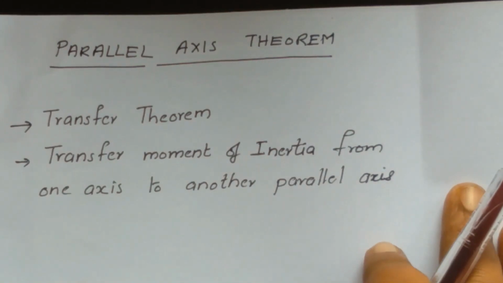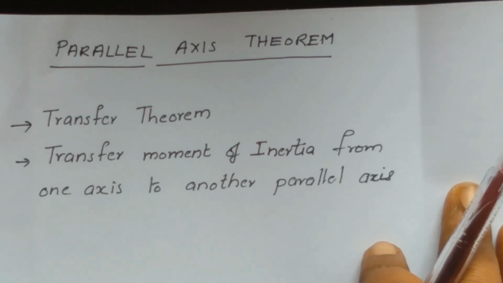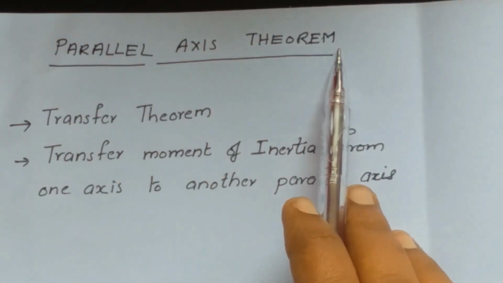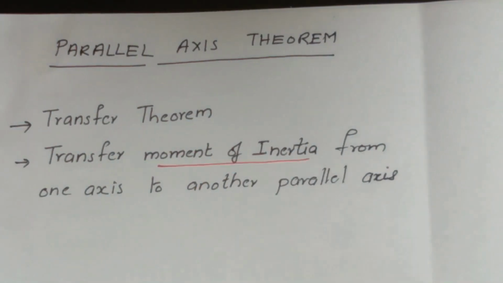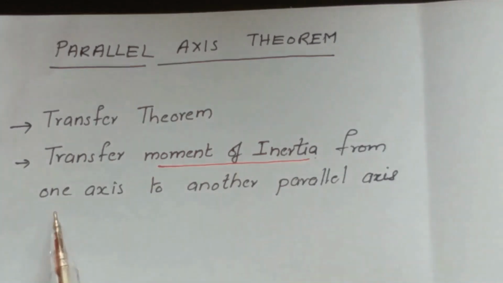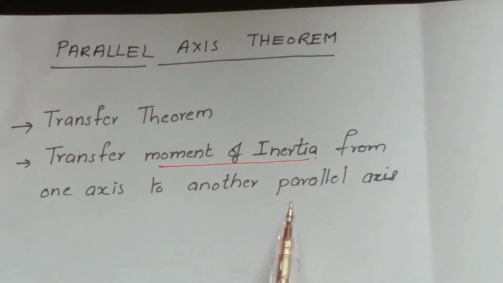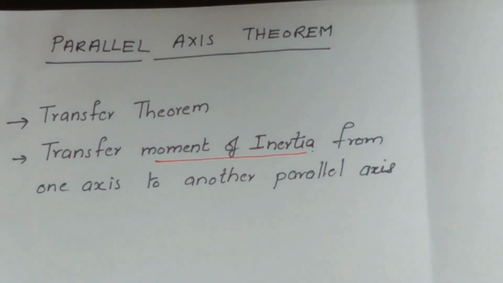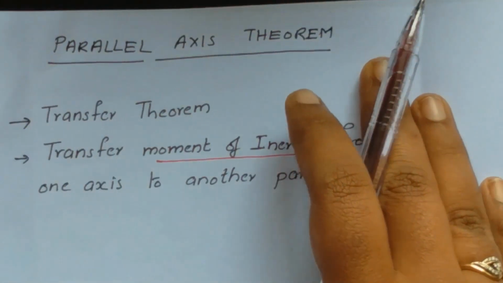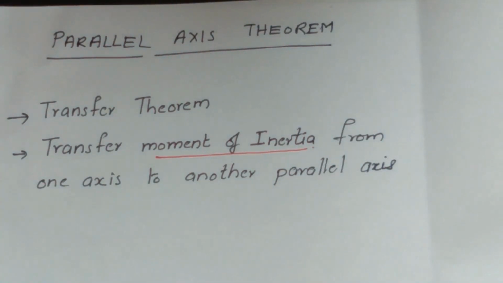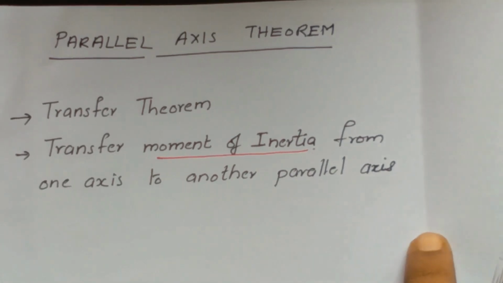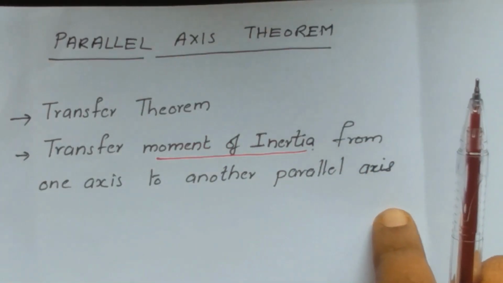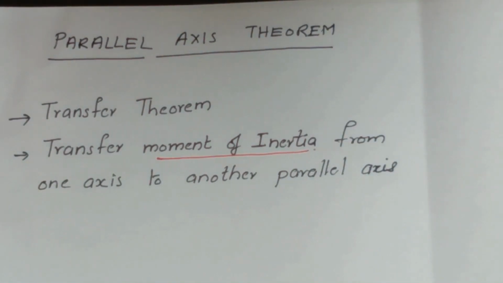In this episode, let us discuss the parallel axis theorem. Parallel axis theorem is a transfer theorem. That is, it is used to transfer moment of inertia from one axis to another parallel axis. So we use the parallel axis theorem to find the moment of inertia of plane laminas or plane areas. In that case, it is used to transfer moment of inertia from one axis to another parallel axis.